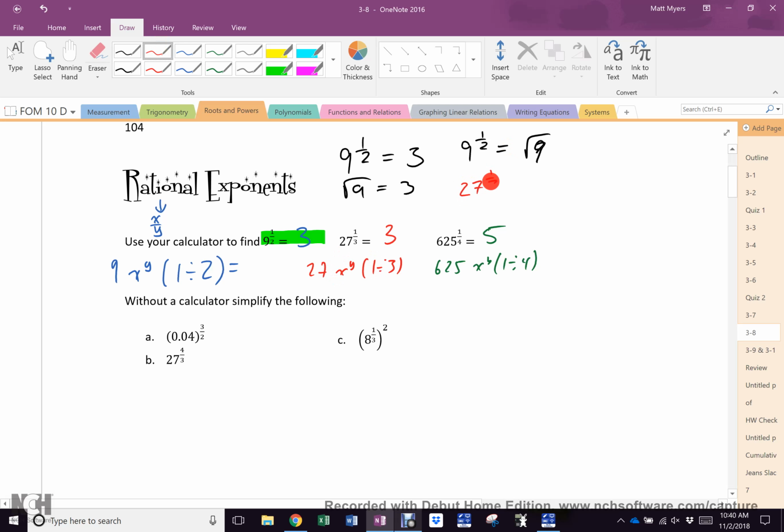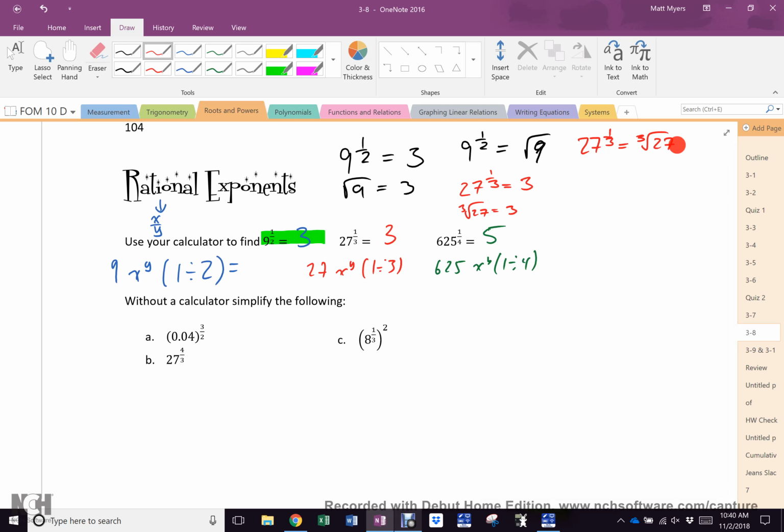27 to the 1/3 equals what? Equals 3. What else equals 3 from 27? Cube root of 27 equals 3, yes? Which means 9, not 9, you idiot. 27 to the 1/3 equals cube root of 27. I just did it again. Cube root of 27. Yes? Everybody cool?